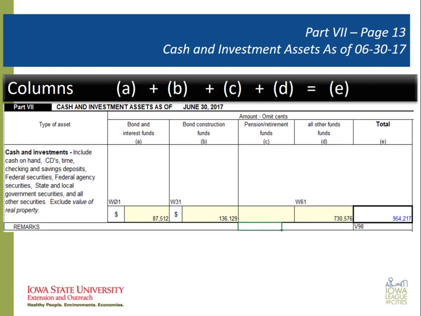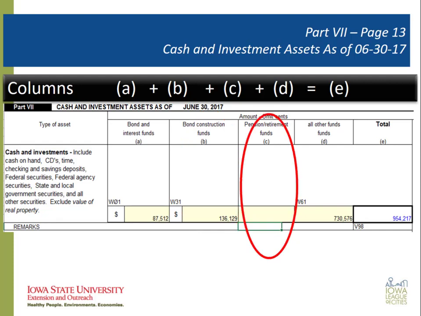Part 7 is cash and investment assets as of June 30th, 2017. And just like the rest of your worksheet, you have columns A, B, C, D that are going to add up automatically to equal the total in column E. You will need to report bond and interest funds in column A. You will need to report any bond construction funds in column B. So maybe you have a construction project going on where you have pulled bond money, but you have not spent it yet. This would be where you would report the amount that is unspent.